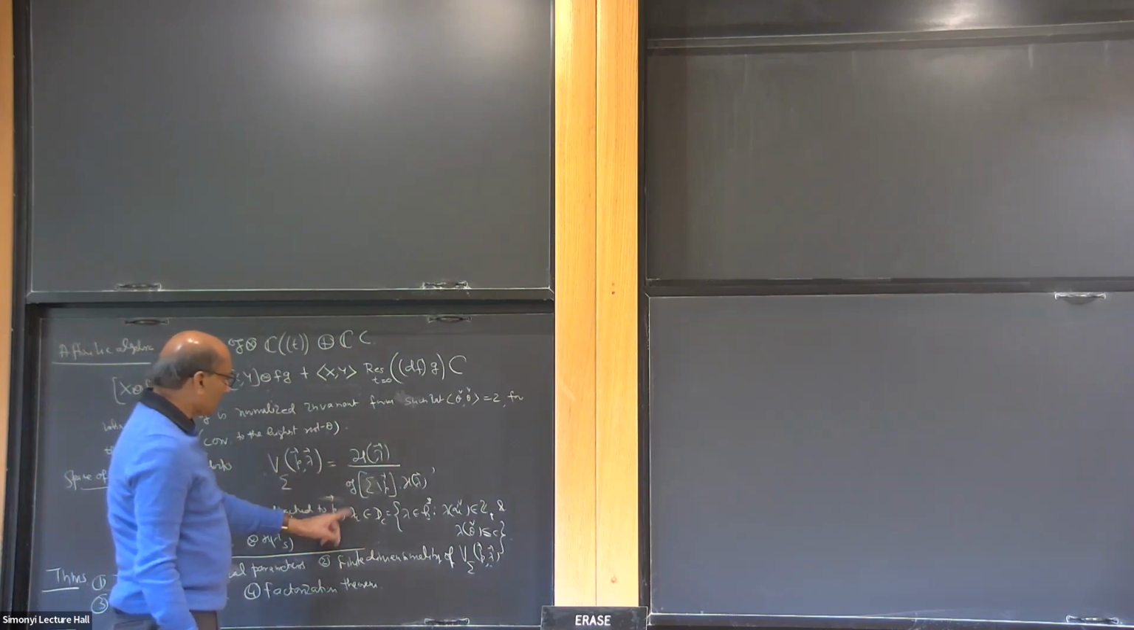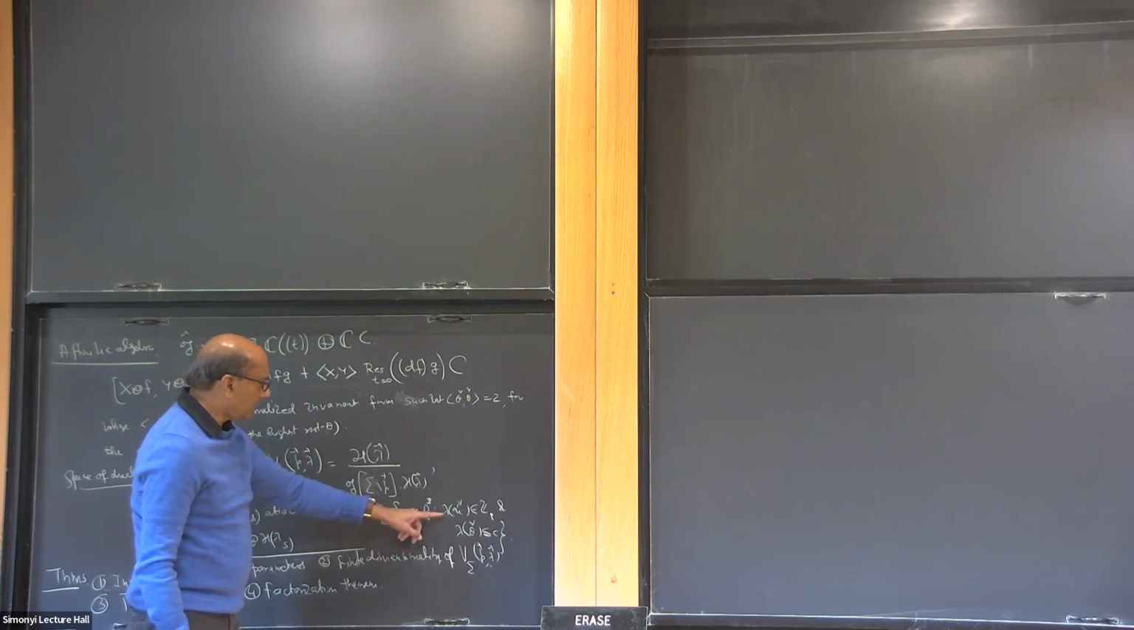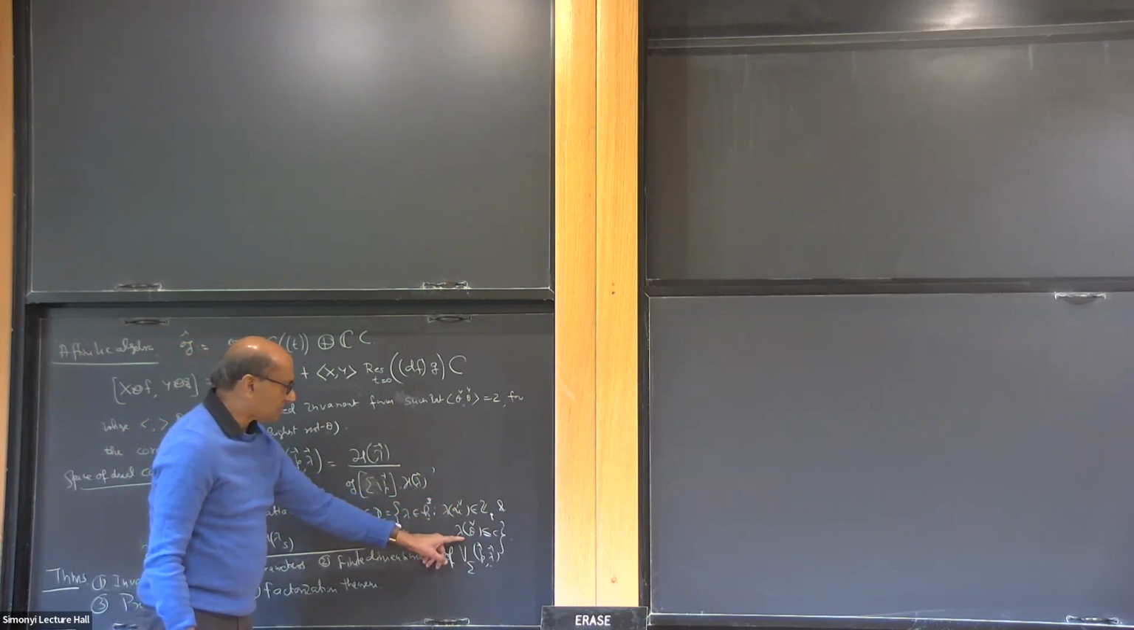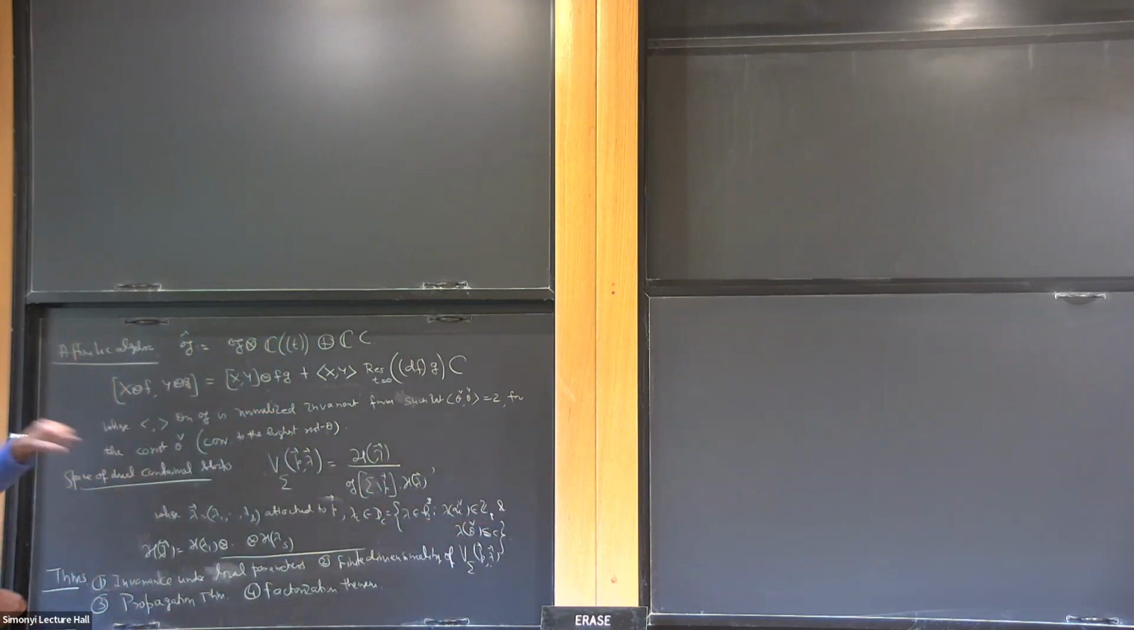And I take each lambda i in D_C, which is a dominant weight for the finite Lie algebra G, but with this additional condition, lambda i theta check should be at most C. Actually, I will come to that in a minute. That's what I'm going to discuss now. And this lambda is just the tensor product of these things.